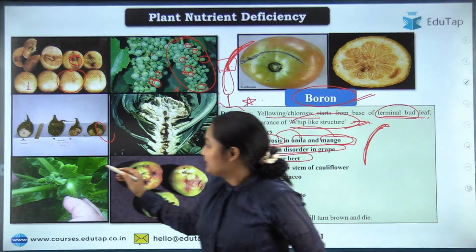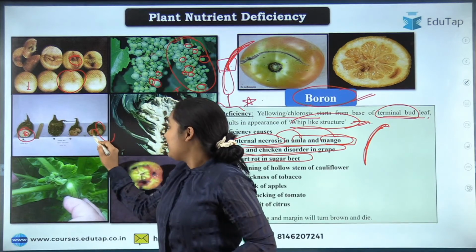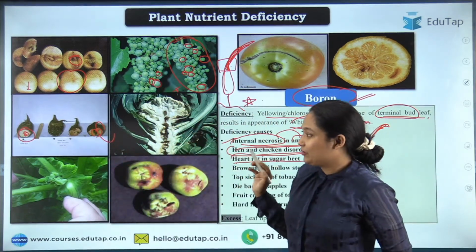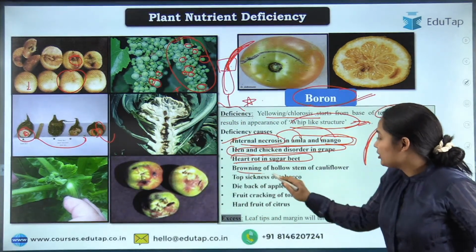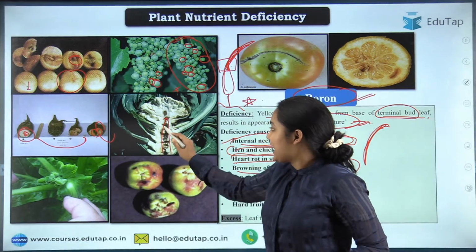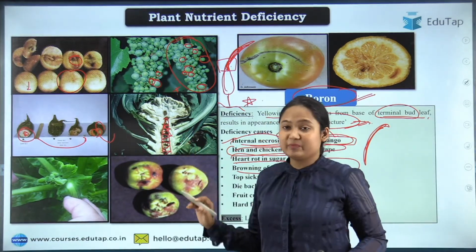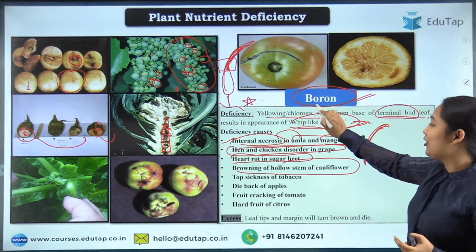Now, moving to the heart rot in sugar beet. See, this is your sugar beet, and one part starts rotting and forms a heart-like structure in between. These are the stages. Then browning of the hollow stem of cauliflower. First of all, the hollow stem will be there, and inside it there will be browning. This again happens due to the deficiency of boron.